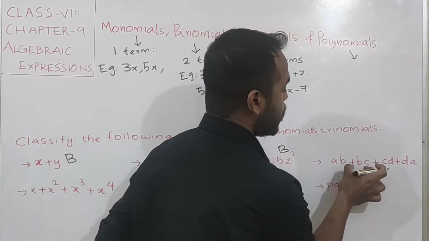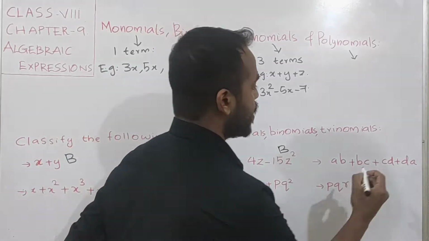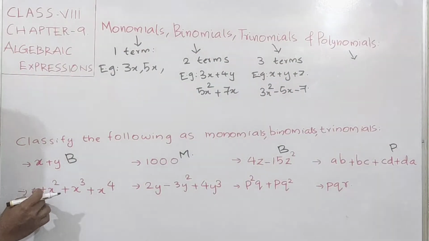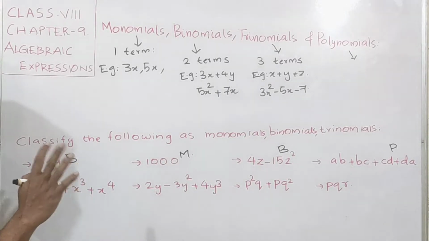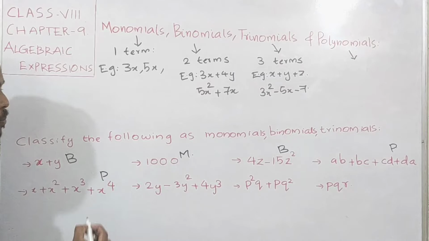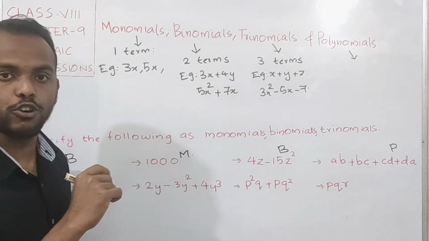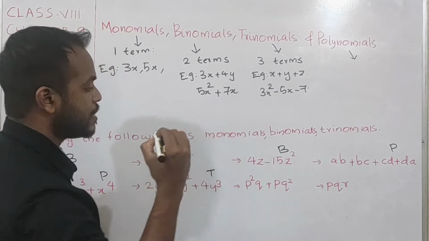Now see here, AB plus BC plus CD plus DA. How many terms are there? Four terms are there. So we can classify this as polynomial. Now, how many terms in this one? x plus x square plus x cube plus x raised to 4. There are four terms, so we will call them polynomial itself. Then 2y minus 3y square plus 4y cube. How many terms there? They have three terms, so we will call them trinomial.